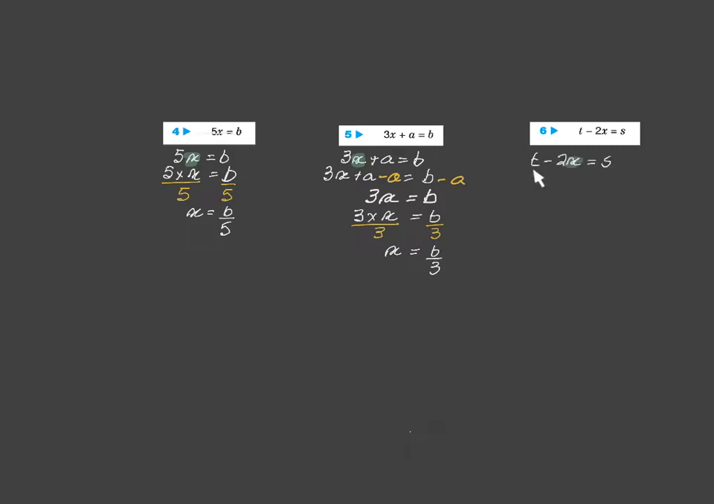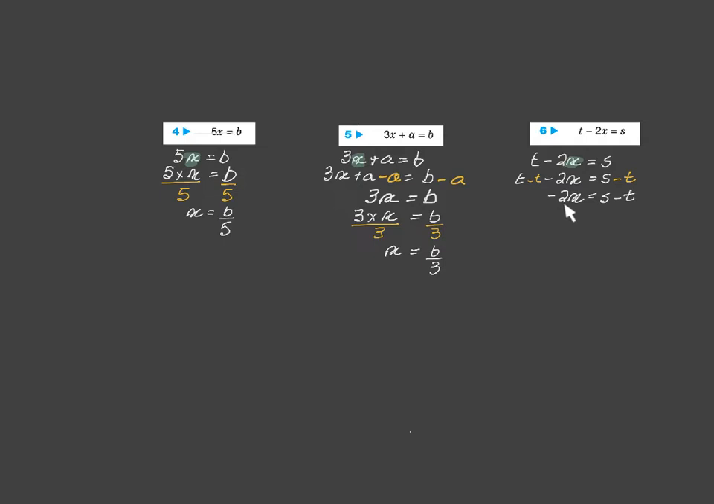Question 6. t minus 2x is equal to s. We need to make x the subject. The first thing that I'm going to do is get rid of this t over here by subtracting t from both sides of the equation. On the left, I have t, and I'm going to subtract t. Minus 2x is equal to s and minus t. What you do to one side, you do to the other. On the left, t minus t is 0, and so I have negative 2x is equal to s minus t.